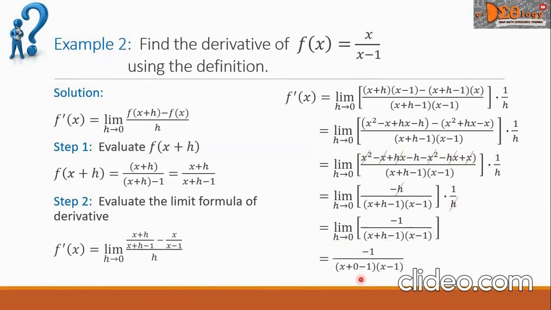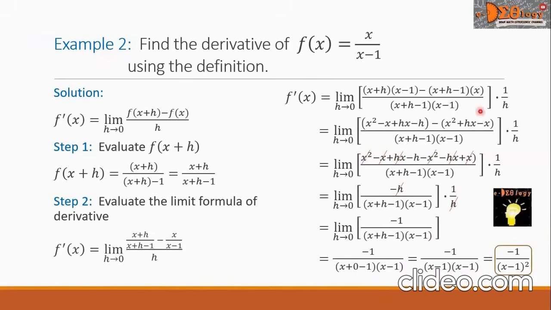Here we go. Simplifying further, we can now remove the 0 and we can see that this is now negative 1 all over x minus 1 times x minus 1. We can put the factors together using exponent. So our final answer is negative 1 over the square of x minus 1. This is the derivative of our function here.